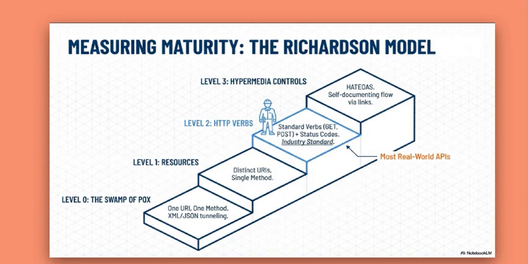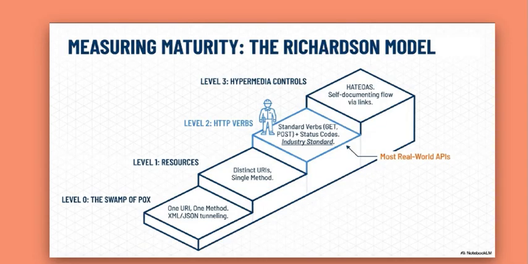You're using HTTP, but just as a tunnel. You have one address, one method, usually POST, and you just shove a massive, ugly XML blob through it. It's like using a Ferrari to deliver the mail. You're not using any of the car's features, you're just using it as a box. Perfect analogy. Then we step up to level 1, resources. Now we're getting somewhere. We have distinct addresses, users, products. But still just one method, probably.